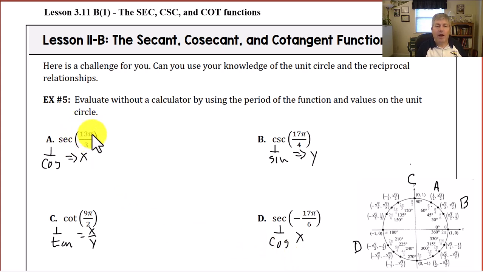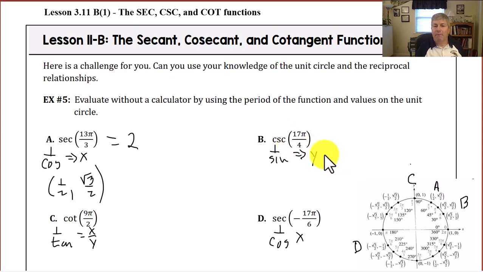So 13 pi over 3, we think about our unit circle and we rotate around until we end up back here at point A. So the ordered pair for the secant of 13 pi over 3 is 1/2, square root of 3 over 2. So since we want the reciprocal of the cosine or the x value, that answer is 2.